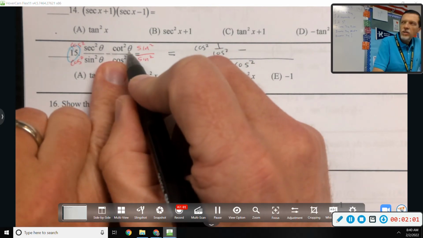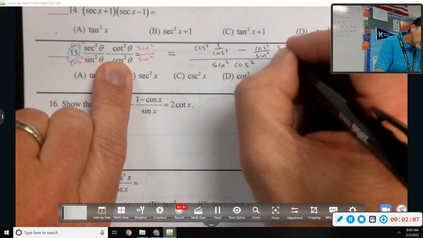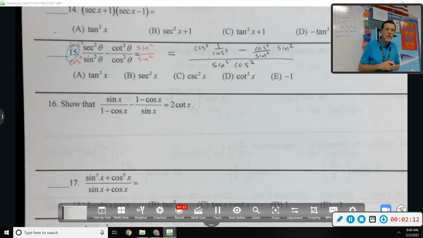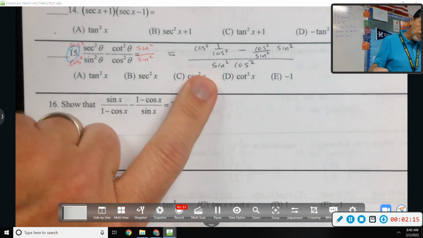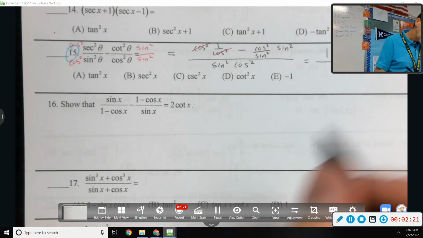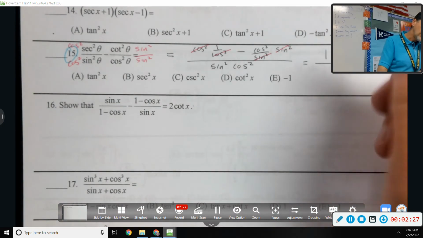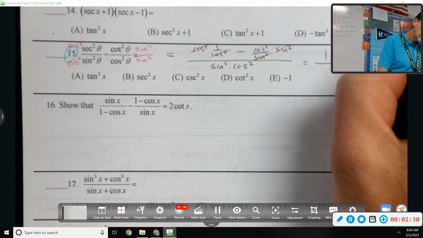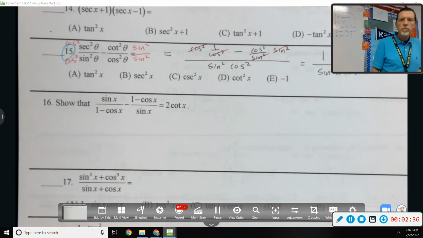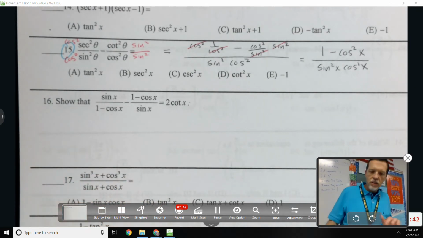Cotangent's cosine over sine. Oh, this is very good news. Because cosine times secant, that's 1. That's what some of you short-circuited from the get-go. And then cotangent times sine. All the sines cancel out, and I'm left with 1 minus cosine squared. Oh, this is good, I think. What's 1 minus cosine squared?